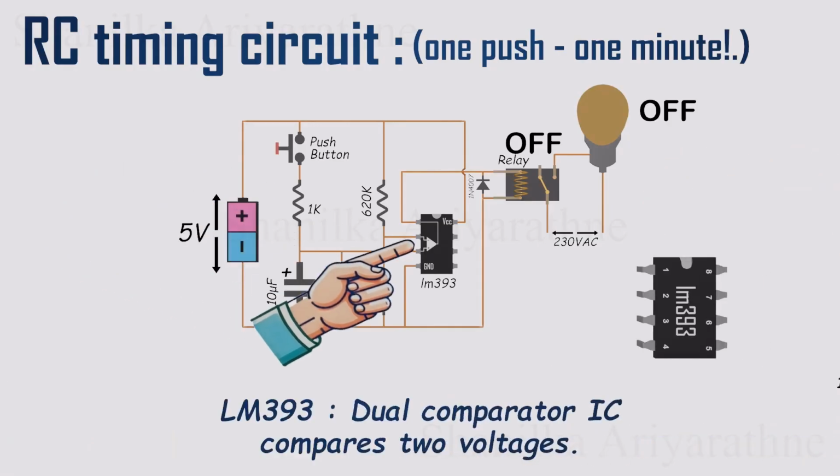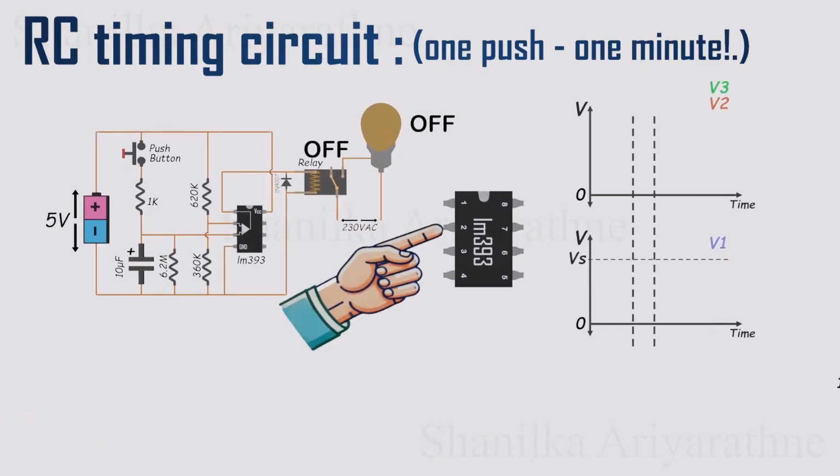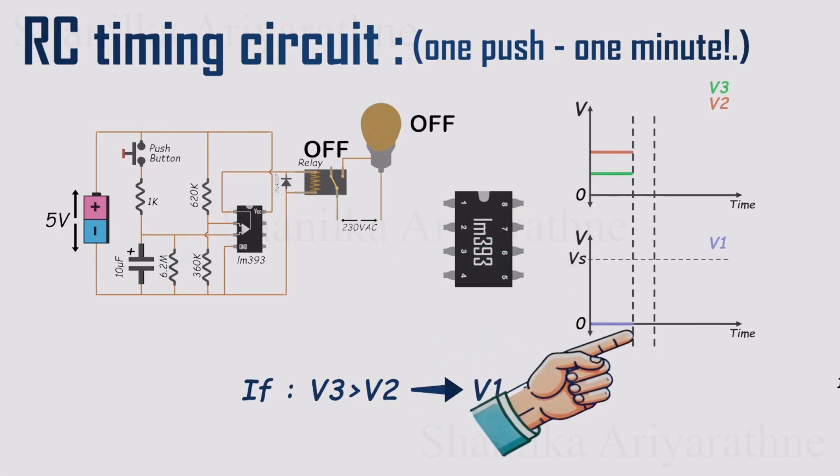This is an LM393, a dual comparator IC. Simply put, it compares two voltages and decides what to do based on the result. Here's the idea. Let's say the voltage at pin 2 is V2. If the voltage at pin 3, V3, is lower than V2, then the output at pin 1 drops to 0 volts. In that case, the relay isn't energized and the bulb stays off.